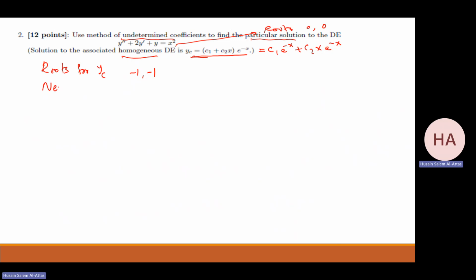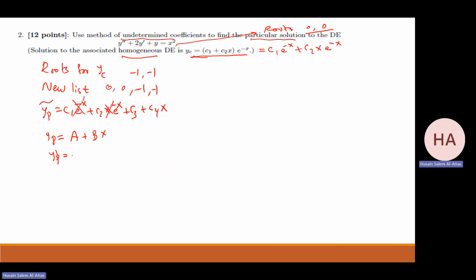0, 0. So my new list, there is no duplication. So actually I need this only, but I'm doing it every time. So I have YB hat will be C1 e^(-x) plus C2 x e^(-x) plus C3 plus C4 x. Okay. I cancel YC. This is canceled. So my YP will be A plus BX.